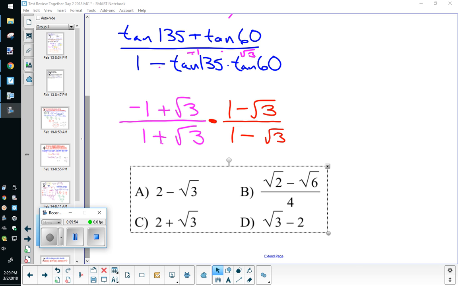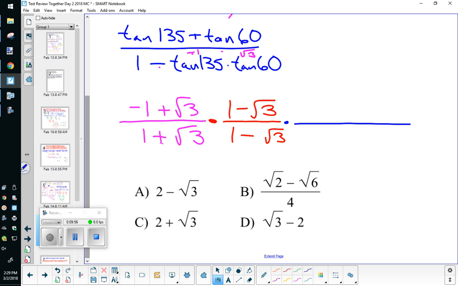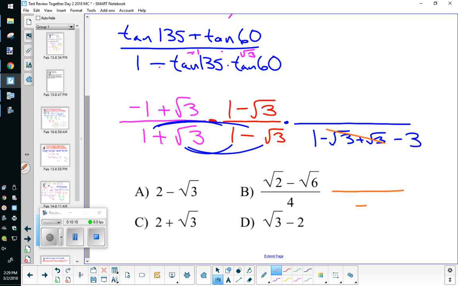We're multiplying. We're foiling. 1 times 1 is 1. Negative radical 3. Positive radical 3. Minus 3. What's always going to happen on bottom? They always cancel, and I'm always going to get negative 2 on bottom. If you're not getting negative 2, you know you made a mistake. 1 minus 3. On top, I'm foiling negative 1 plus radical 3 plus radical 3 minus 3 on top. On top, every time it's pretty much the same thing.